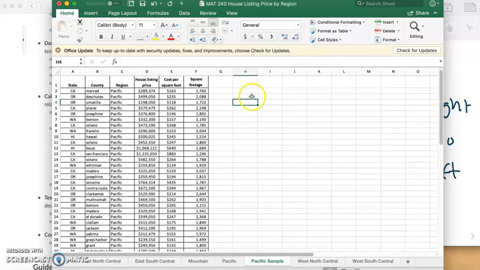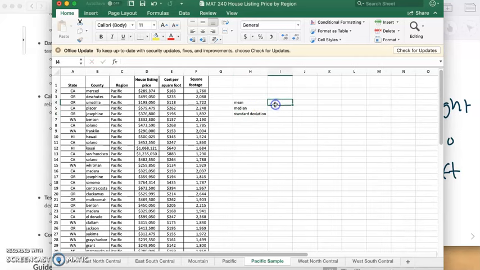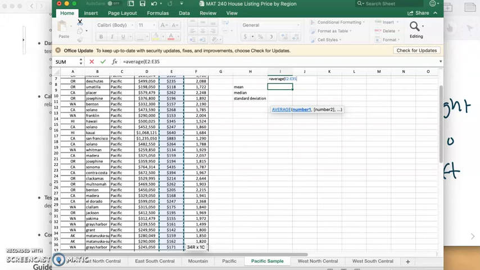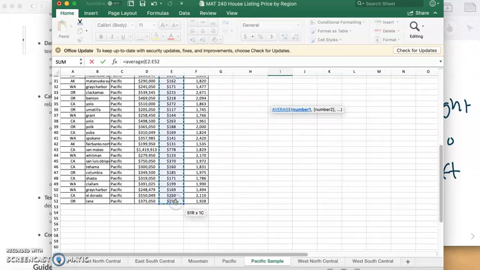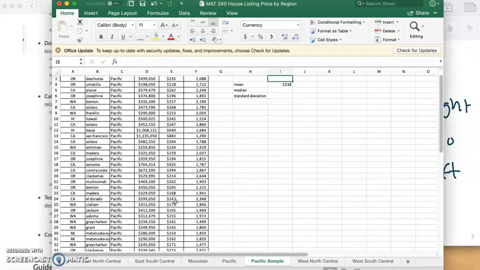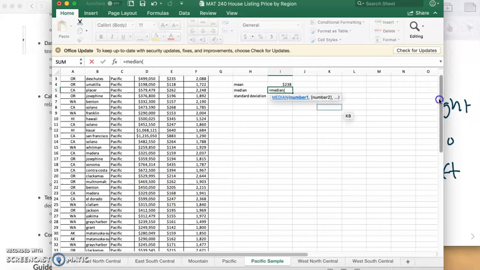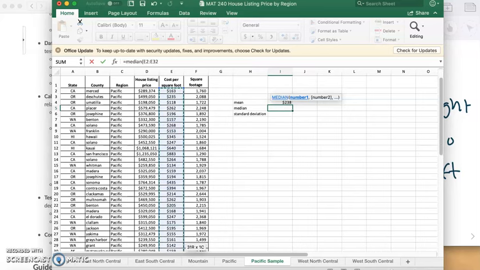So let's go ahead and do our summary statistics. So we have mean, median, standard deviation, right? So we're going to say equals average, and we're going to highlight. We're only looking at cost per square foot. We do not care about listing price. We do not care about square foot at this point. We're only looking at cost per square foot. So there's our mean, and then our median is going to be the same group of data.